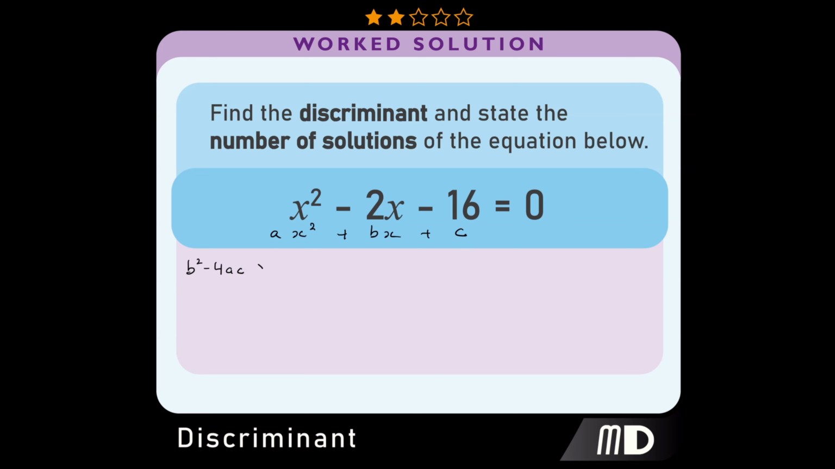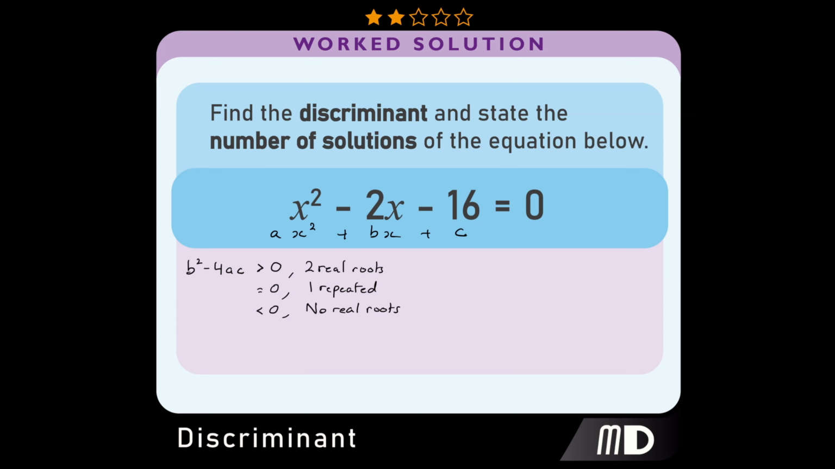Now if the discriminant is greater than 0, it has two distinct real roots. If the discriminant is equal to 0, it has one repeated or double root. And if the discriminant is less than 0, it is said to have no real roots.